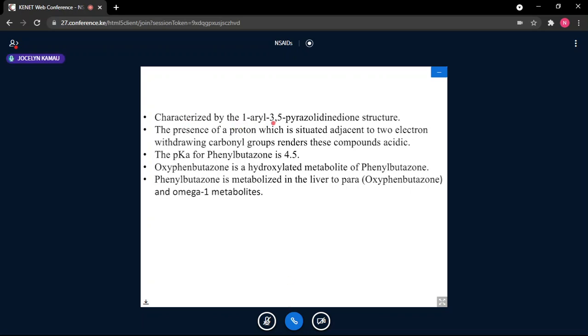It is characterized by the 1-aryl-3,5-pyrazolidinedione structure, in which the presence of a proton adjacent to electron-withdrawing carbonyl groups renders these compounds acidic. They can't be basic in nature because of the nitrogens, but they still have an acidic proton, and that acidic proton is what we require so that these drugs can undergo keto-enol tautomerism. Oxyphenbutazone is a hydroxylated metabolite of phenylbutazone, and phenylbutazone is metabolized in the liver to para-oxyphenbutazone and other metabolites.